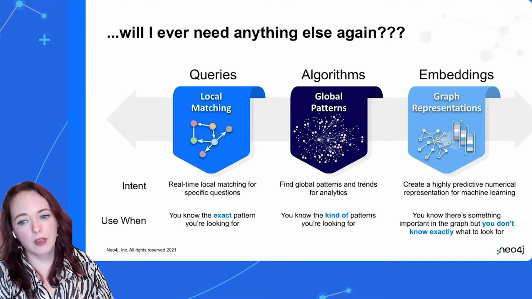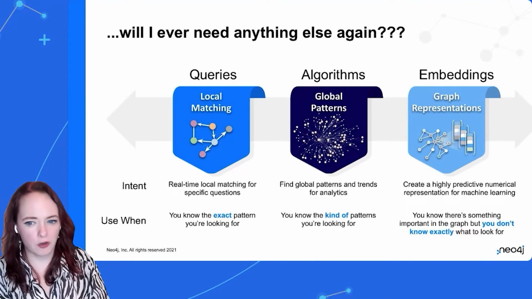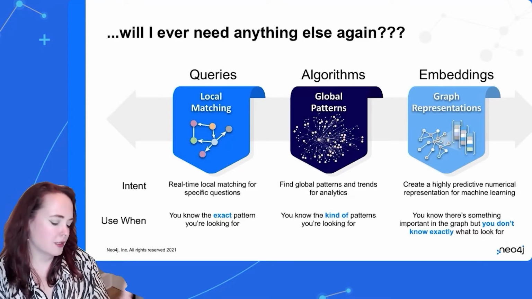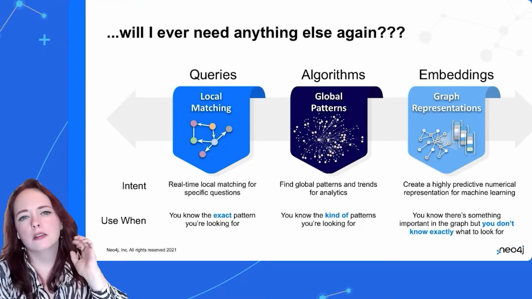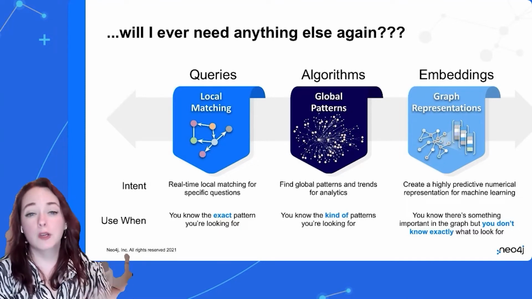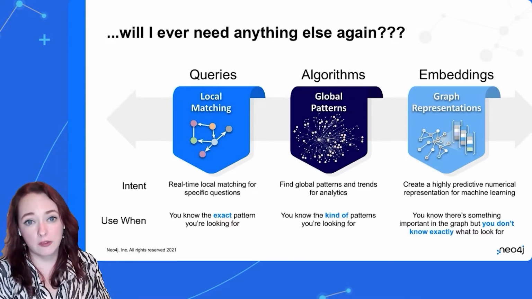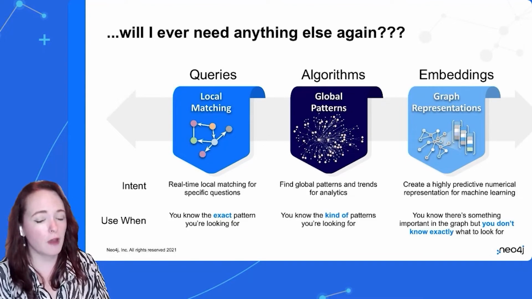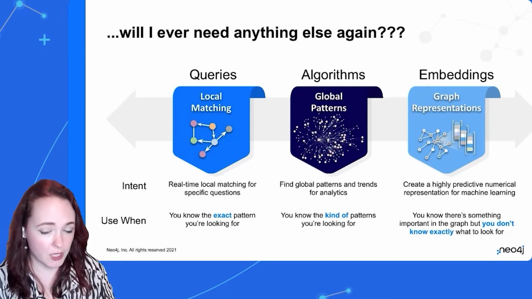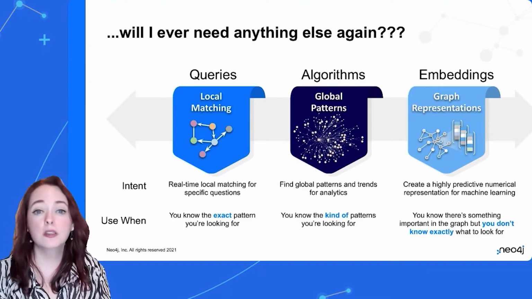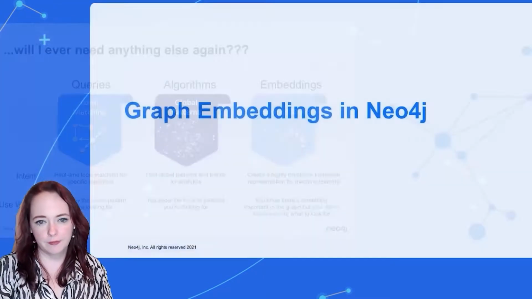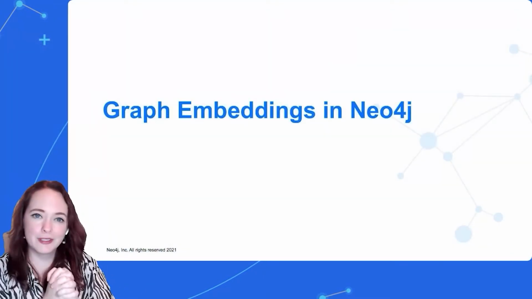Embeddings are useful when you know there's something important in your graph, but you don't know exactly what the pattern you're looking for is. You don't know if it's centrality, communities, similarity, you don't know, but you just know the graph structure is useful. And what it gives you is a highly predictive numerical representation of your graph that may not be human readable. So what you need is a downstream task like visualization, prediction, or classification that you can then use that output in.